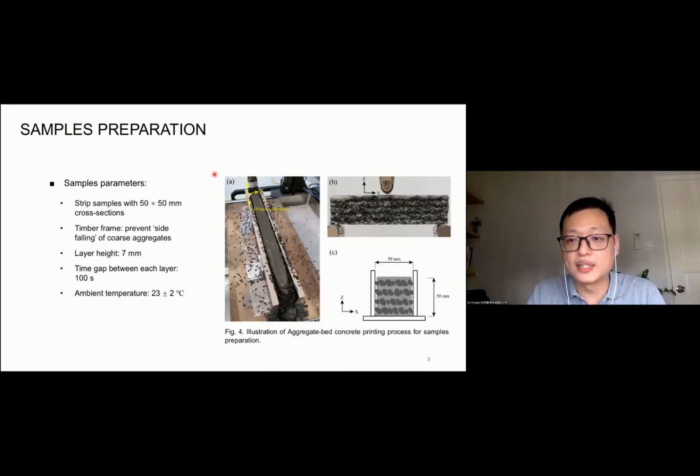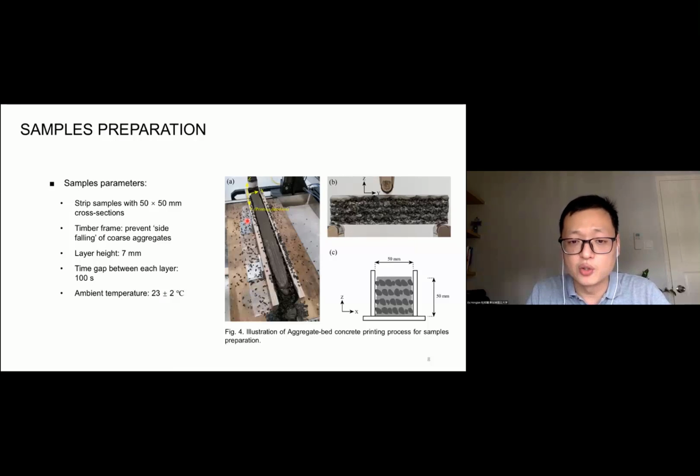And this is our printing process. We print one layer of cement mortar and then spread one layer of coarse aggregate, then print another layer of cement paste. So this is basically the printing process.